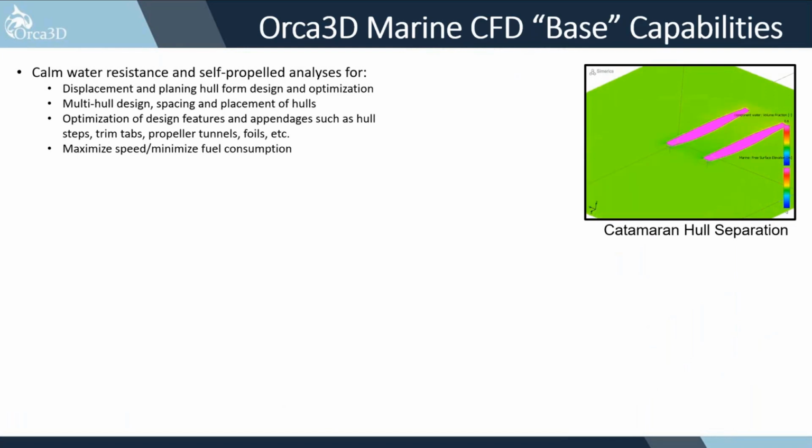Okay, so now I want to talk a little bit about the capabilities of both the base version of Orca CFD and the premium version. So what can we do with the base version of Orca CFD? Well, the base version is targeted towards two specific types of analyses. One is calm water resistance, a sort of towing analysis straight ahead and in calm water to measure drag, and a self-propelled analysis, which is similar, straight ahead in calm water, except that instead of being towed, it's propelled by its own propellers that you define as part of the input.